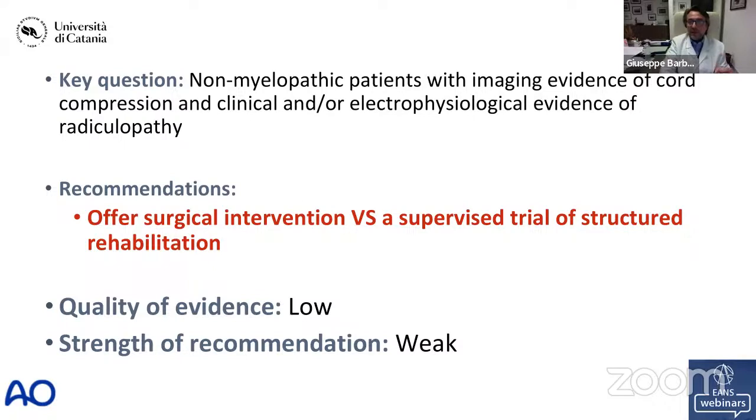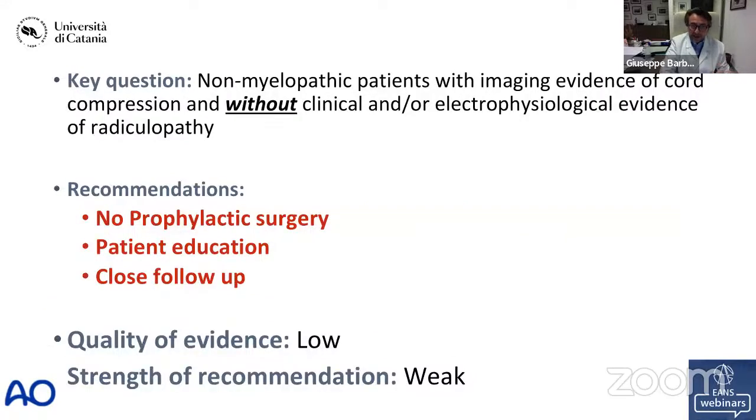Another problem: if we are dealing with patients who are non-myelopathic, but who have imaging evidence of cord compression, and they also have clinical or electrophysiological evidence of radiculopathy, what's our recommendation? Well, again, we can offer surgical intervention, or we can also offer these patients a supervised trial of structured rehabilitation. This is maybe even more interesting, because this is what I like to call bread and butter in everyday practice: non-myelopathic patients with imaging evidence of cord compression, but without clinical or electrophysiological evidence of radiculopathy.